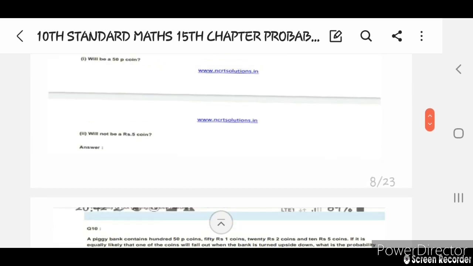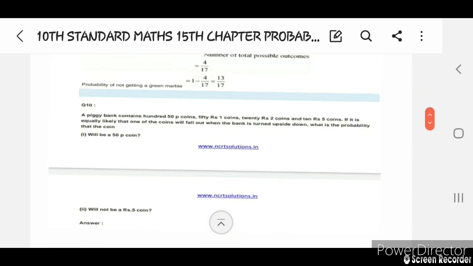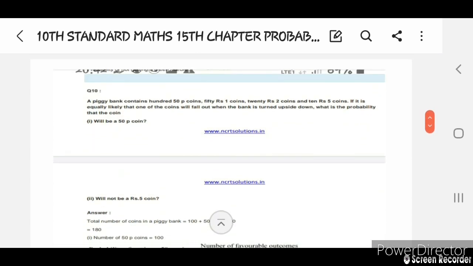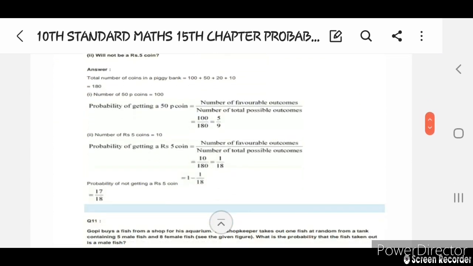Now you have to add all the things. Here they asked: 100 fifty paisa coins, one 50 rupees coin, two 20 rupees coins and ten 5 rupees coins. When you add all this, you will get 180 as the total number of coins in the piggy bank. In this, the number of 50 paisa coins is 100. So 100 by 180, when you divide it, you will get 5 by 9. So this is the probability of 50 paisa coins.